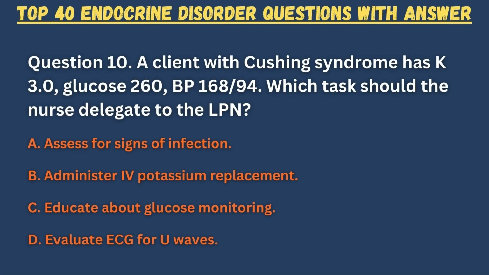Question 10. A client with Cushing syndrome has potassium 3.0, glucose 260, blood pressure 168/94. Which task should the nurse delegate to the LPN? A. Assess for signs of infection. B. Administer IV potassium replacement. C. Educate about glucose monitoring. D. Evaluate ECG for U waves.